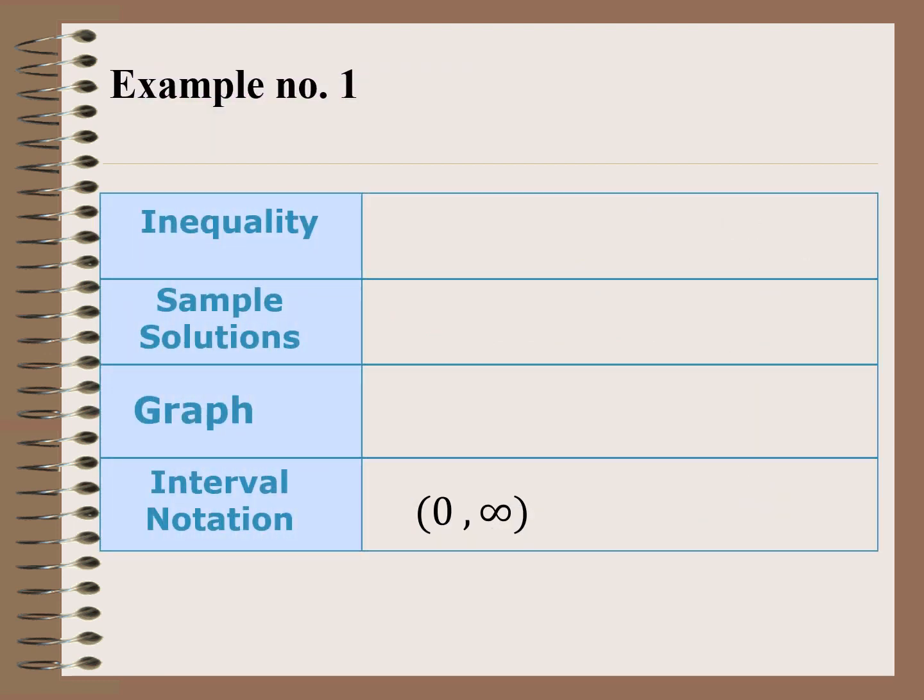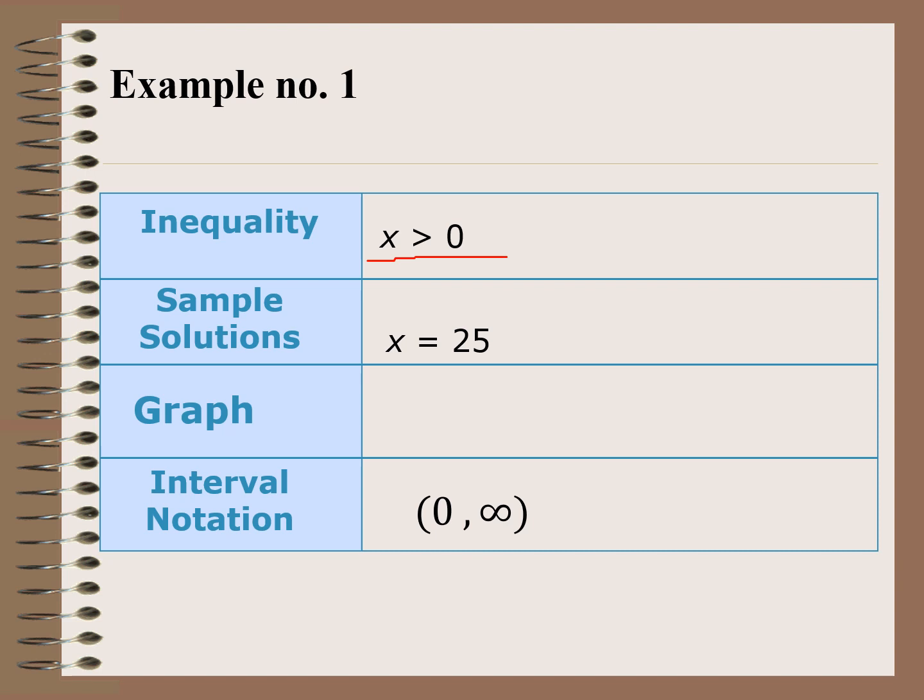Let's have example number 1. The given is x is greater than 0. What are the possible solutions of x is greater than 0? We could have x as 1/2 because 1/2 is greater than 0. x could be 1 because 1 is greater than 0. x could be 25, yes, because 25 is greater than 0. But could we have a value of x which is -1? It's not, because -1 is less than 0. So -1 is not a solution of the given inequality x is greater than 0.